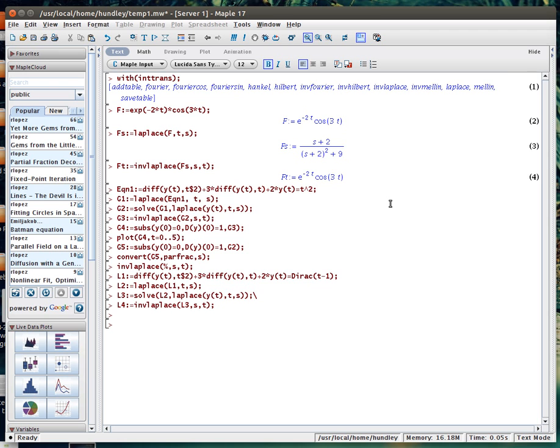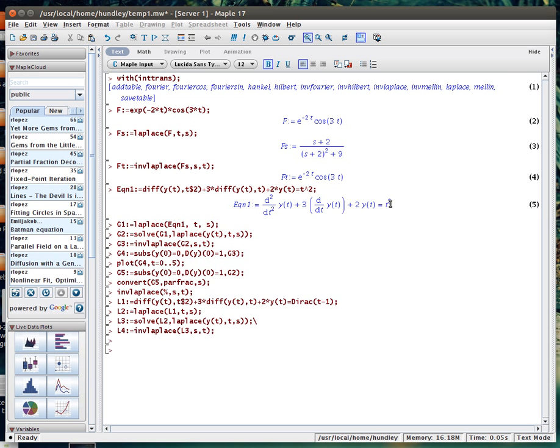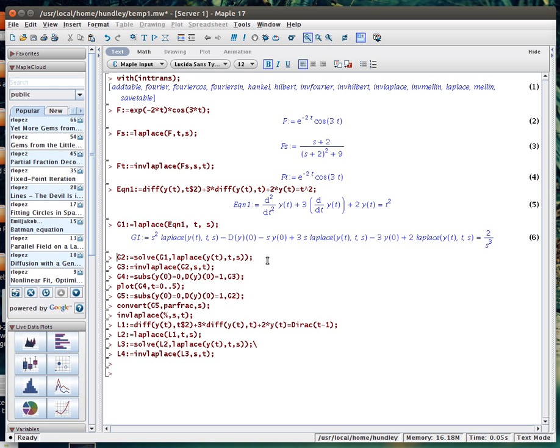But now let's see what happens if we take the Laplace transform of a differential equation. And so here's the differential equation: y double prime plus 3y prime plus 2y equals t squared. And we'll go ahead and take the Laplace transform of the entire differential equation. And so you see here that we do get things in terms of y of 0 and y prime of 0.